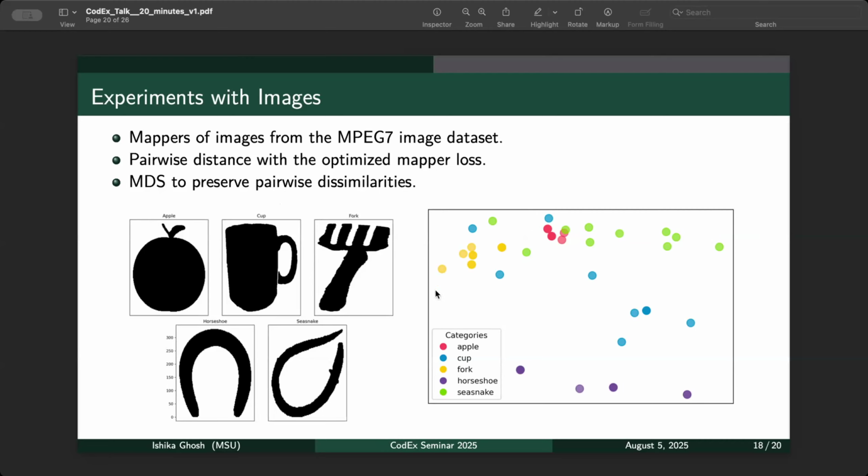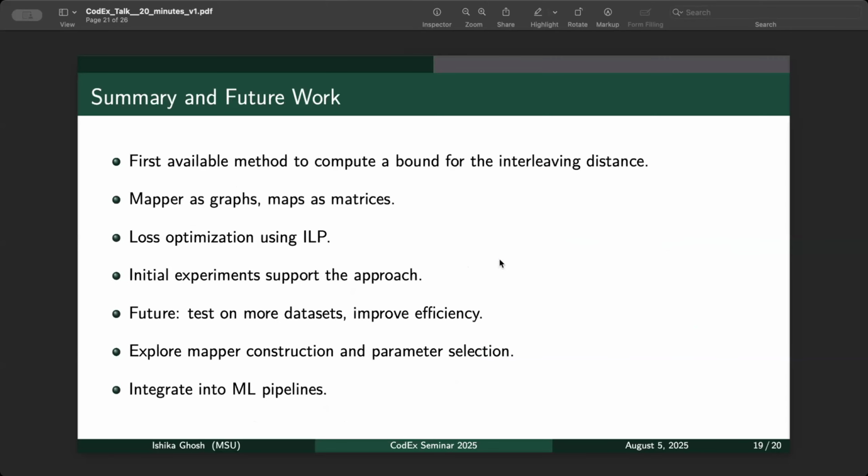And we use multi-dimensional scaling to visualize whether this loss can cluster nearby images together or not. And if you look at the picture on the right, you see that there are certain categories, for example apples and forks, which generate very different mappers. They cluster quite well, but there are some classes, for example sea snakes and cups, that are not classifying very well. So we obviously have some scope for progress here. We can look at how we generate mappers and improve that.